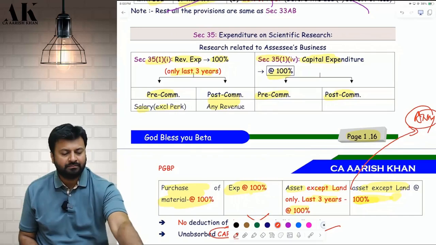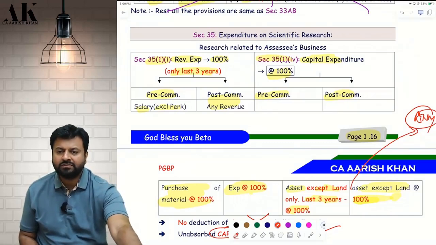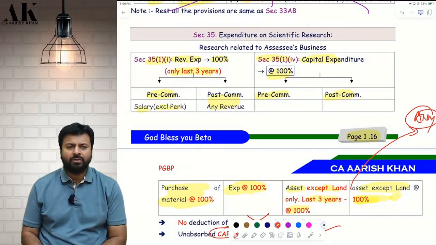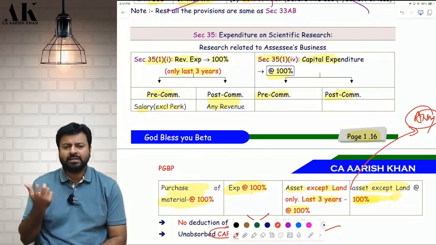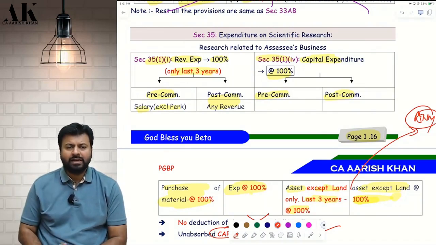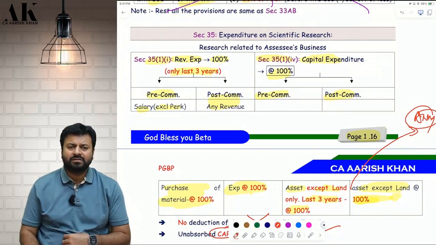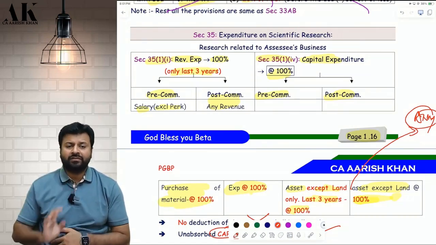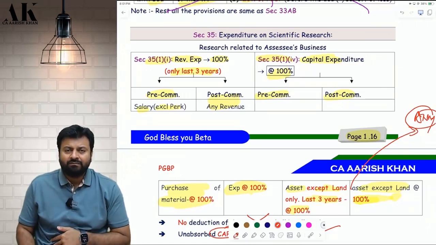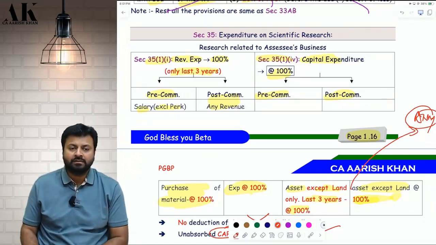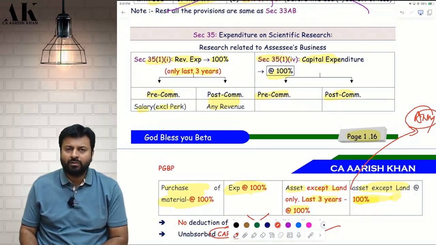Don't waste time. These two deductions which I have explained to you just now, is it applicable to every SSC who is engaged in scientific research? When I say every SSC, every kind of person: individual, HUF, firm, AOP, BOI, company, LLP. Is it applicable to everyone or not? If nothing is mentioned, yes. The SSC should be engaged in scientific research, but that SSC can be any kind of person: individual, HUF, firm, AOP, BOI, company, LLP, anything.